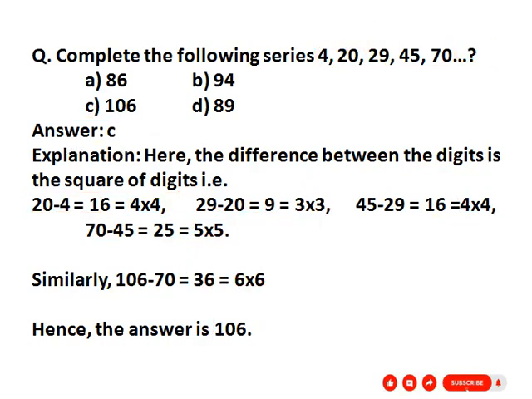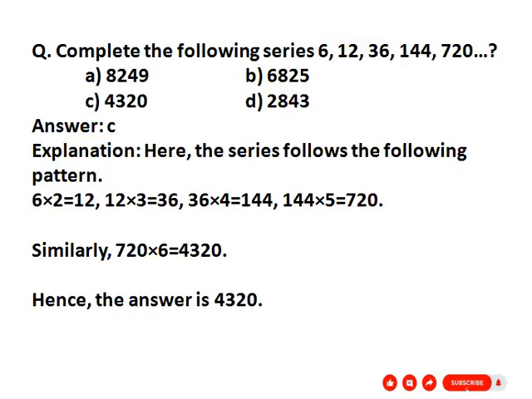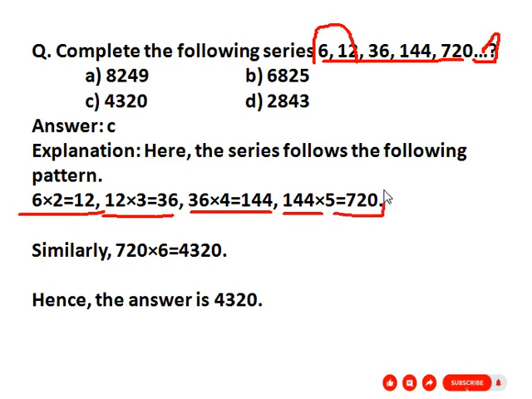Our next question is: complete the series. The series given is 6, 12, 36, 144, 720. What will be the next number? See here the given pattern. See the first two numbers, 6 and 12: 6 into 2 is 12, then 12 into 3 is 36, then 36 into 4 is 144, then 144 into 5 is 720. So the first is multiplied by 2, the second multiplied by 3, the third multiplied by 4, then the fourth multiplied by 5. Then the next number will be multiplied by 6.